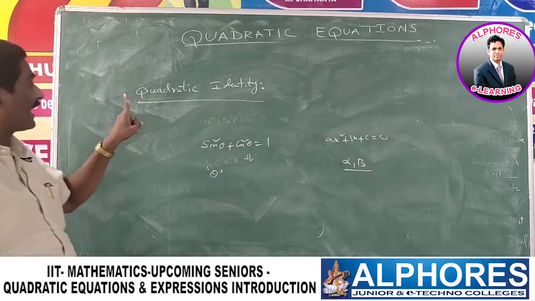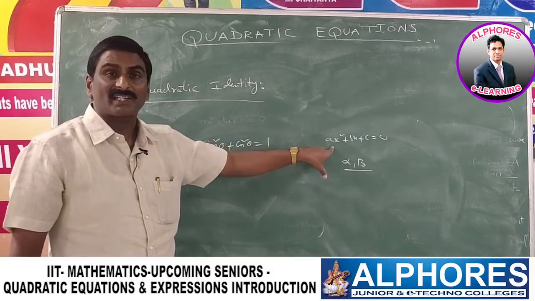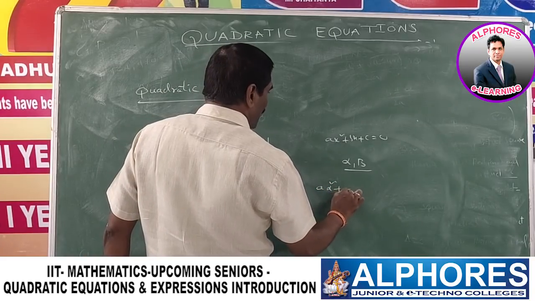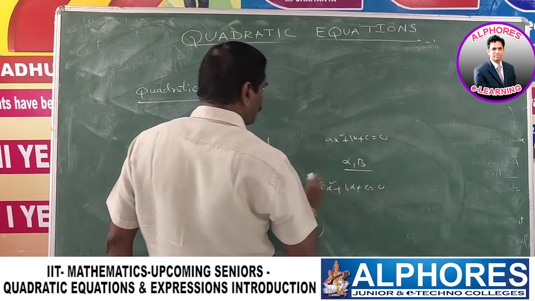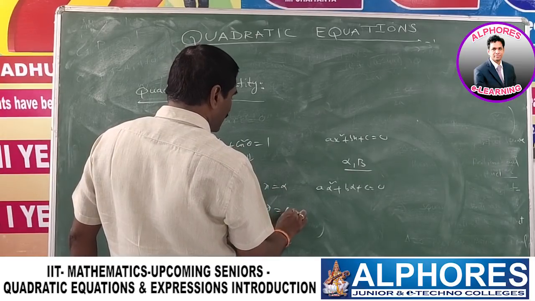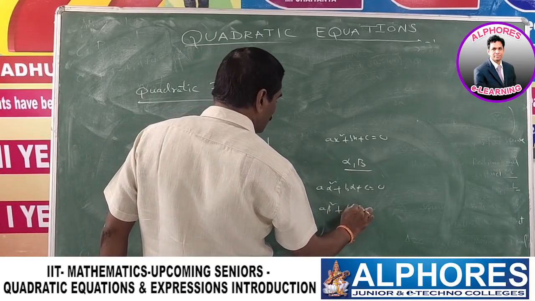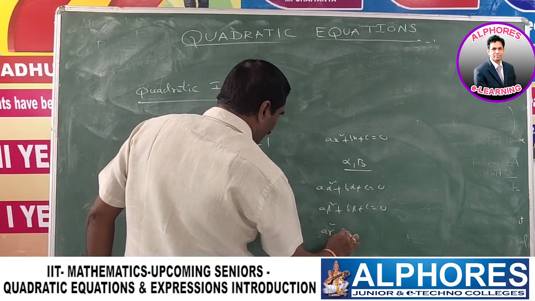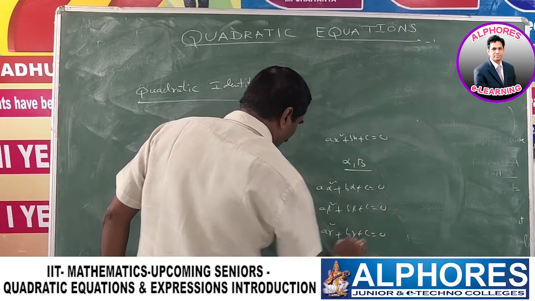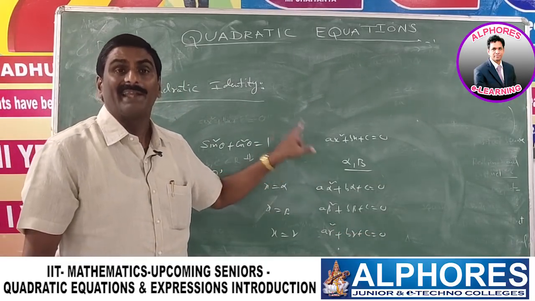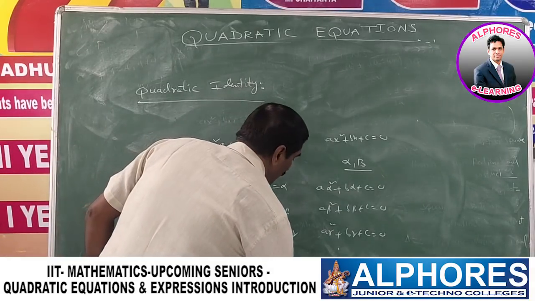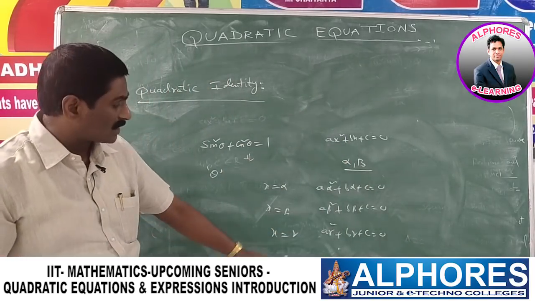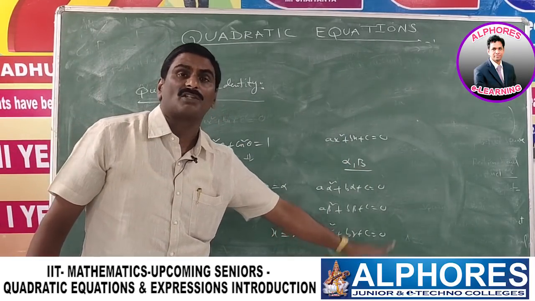But for a quadratic identity, this equation is true for all values of x. That means a into alpha square plus b into alpha plus c is equal to 0, supposing x is equal to alpha. X is equal to beta: a beta square plus b beta plus c is equal to 0. At x is equal to gamma, a gamma square plus b gamma plus c is equal to 0, and so on. For any value of x, it is true. It is possible only when a is equal to 0, b is equal to 0 and c is equal to 0.